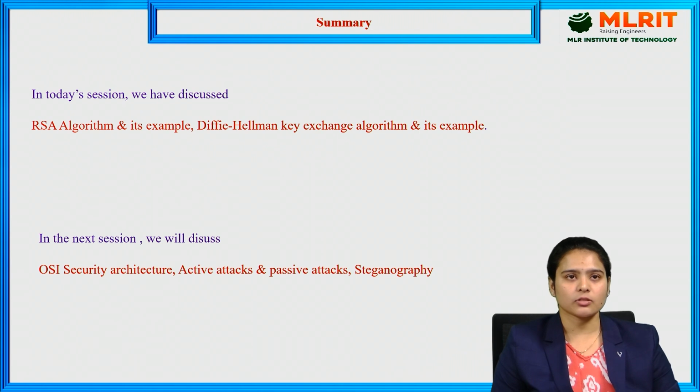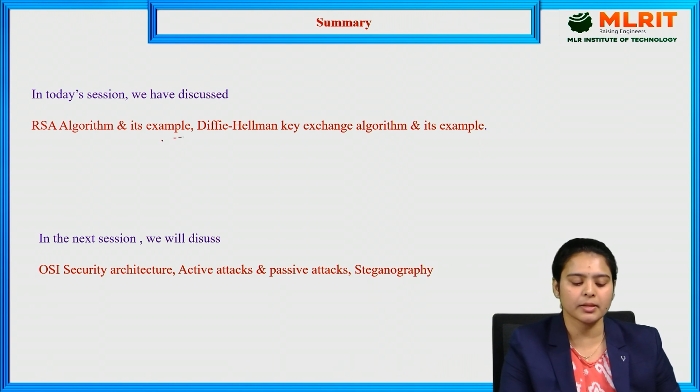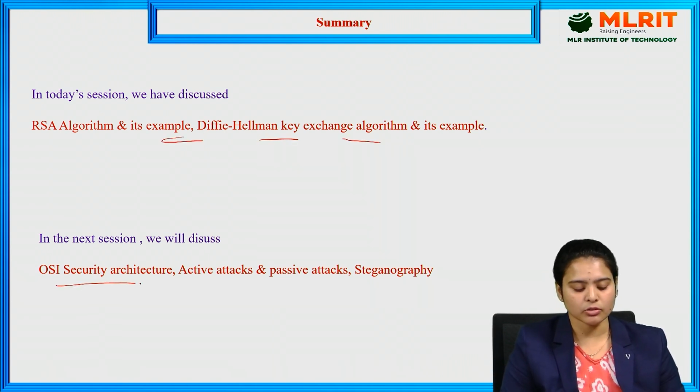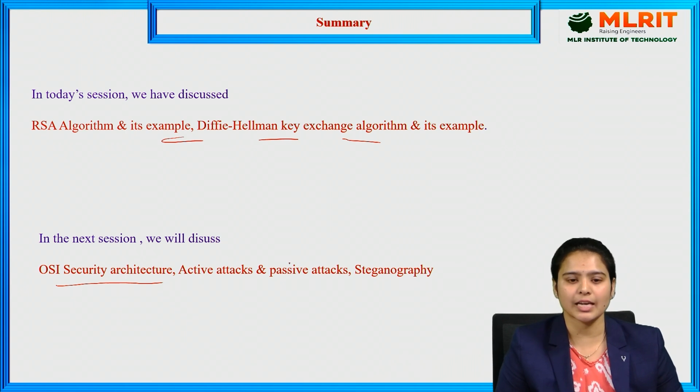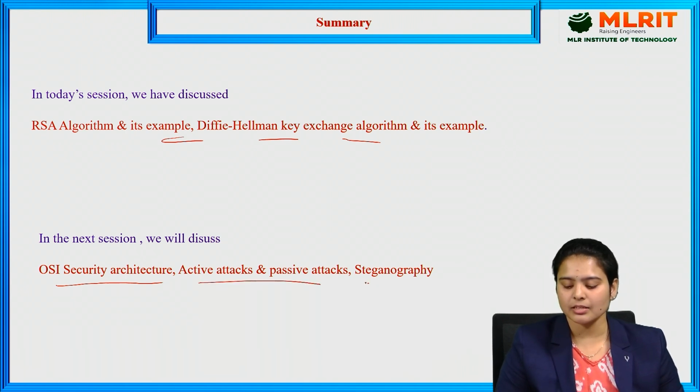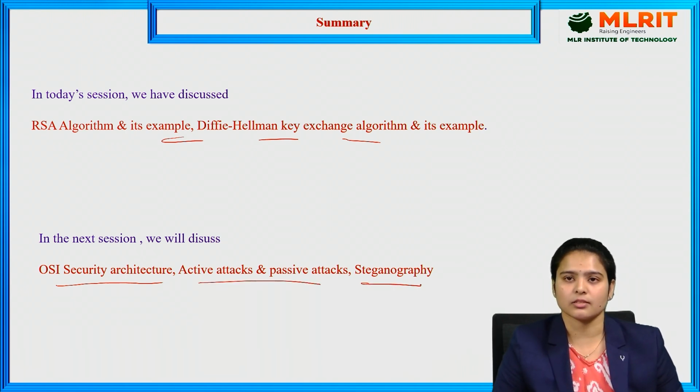So that is the process of the Diffie-Hellman key exchange algorithm. Today we have discussed the RSA algorithm and its example, and Diffie-Hellman and its example. In the next section, we will discuss the OSI security architecture, active and passive attacks, and the steganography process. Thank you.